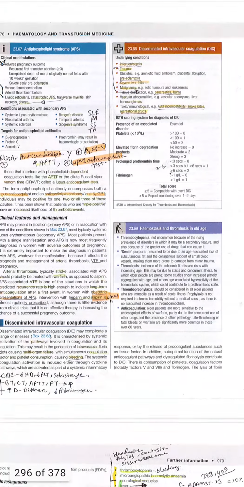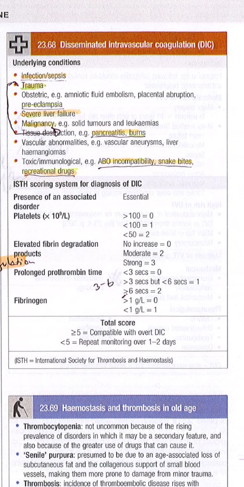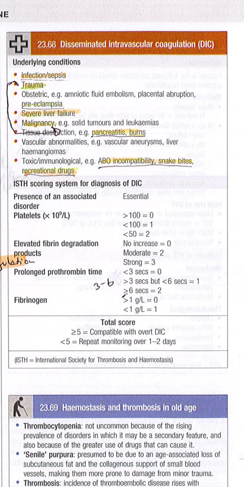So what are the causes of DIC and multi-organ failure? Look, infection and sepsis is the commonest worldwide. You will remember that one of the causes of DIC or multi-organ failure is infection or sepsis. Others are trauma, major trauma, multiple trauma, pancreatitis and burn. These things look like traumatic. Trauma, pancreatitis, burn. Preeclampsia, eclampsia, severe liver failure, malignancy, ABO incompatibility, snakebite, and recreational drugs.